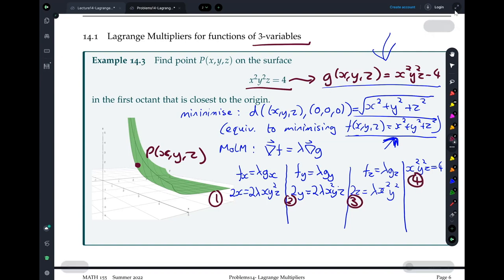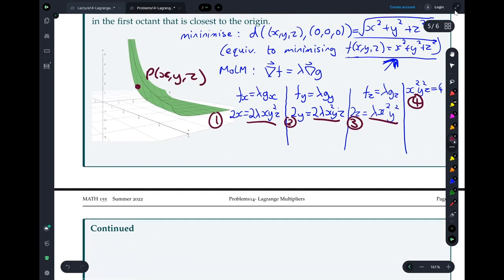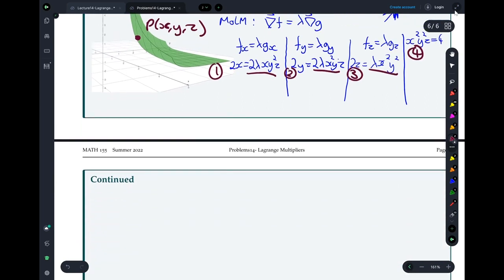Okay, so there is no hard and fast rule as to how you solve these. What you need to do is some algebraic manipulation to try and eliminate things, okay? So what we can notice here is that these right-hand sides are fairly similar. We've got a 2 lambda x y squared z in this first case, a 2 lambda x squared y z, and then a lambda x squared y squared. So they're fairly similar, which means that we could do a bit of multiplication to end up with the same thing on the right-hand side, and then we can equate these.